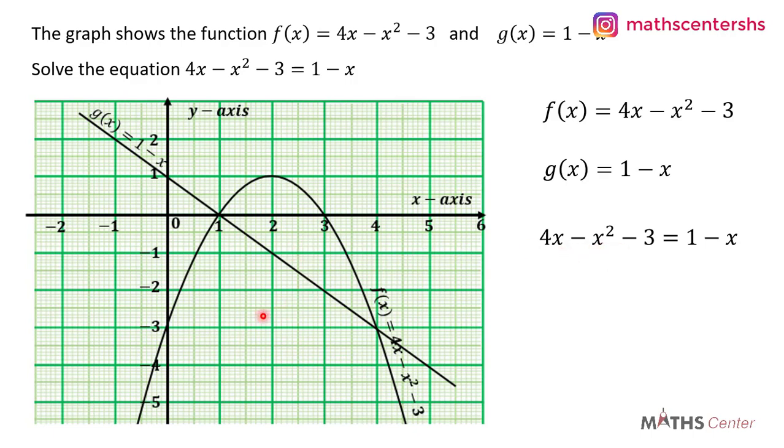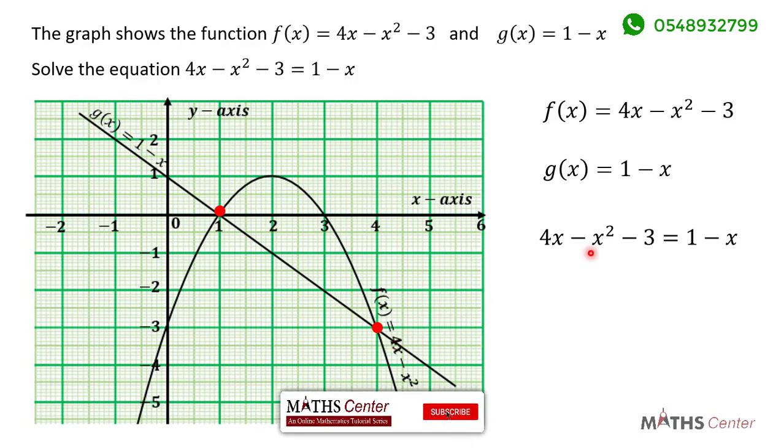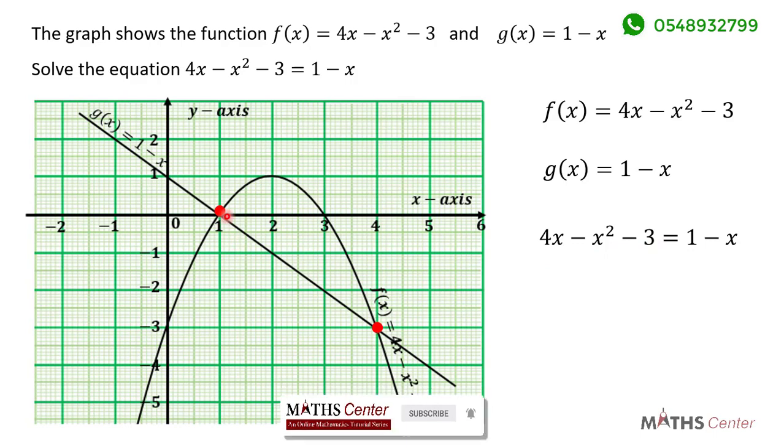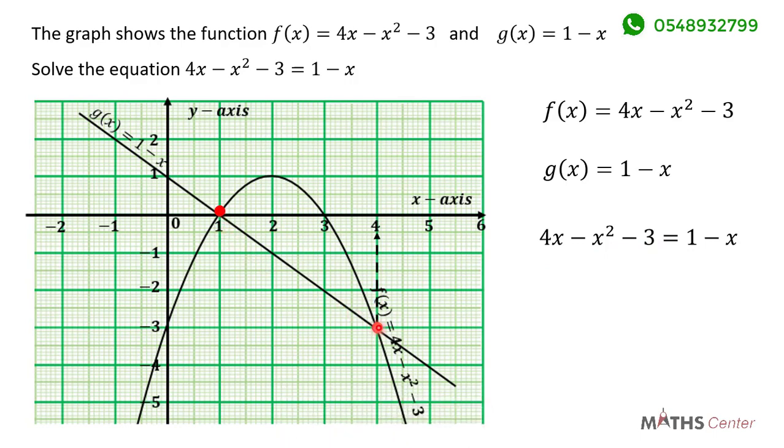On the graph sheet, we can see that the line and the curve intersect at 2 points. This is the first point, and this is the second point. The x-coordinates of these points will give us the solution of this equation. The x-coordinate of the first point is 1. For the second point, if we trace it to the x-axis, the x-coordinate there is 4. So it means that the solutions of this equation are 1 and 4.